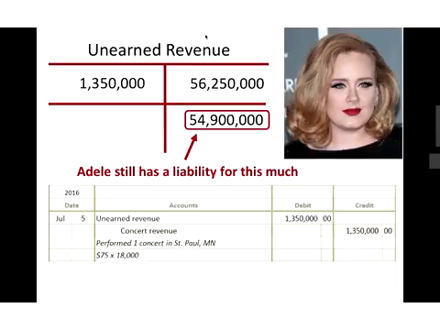Unearned revenue is a liability, and it's a current liability because it's due within a year. So it's goods or services that we still have to perform, but we've collected the cash ahead of time.